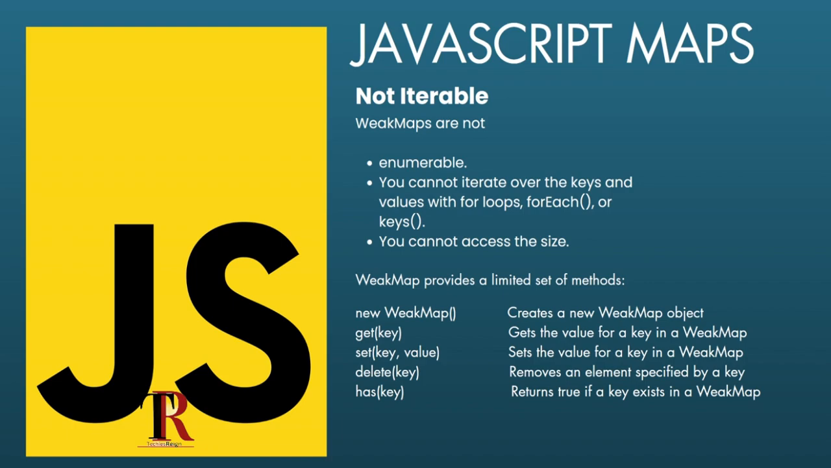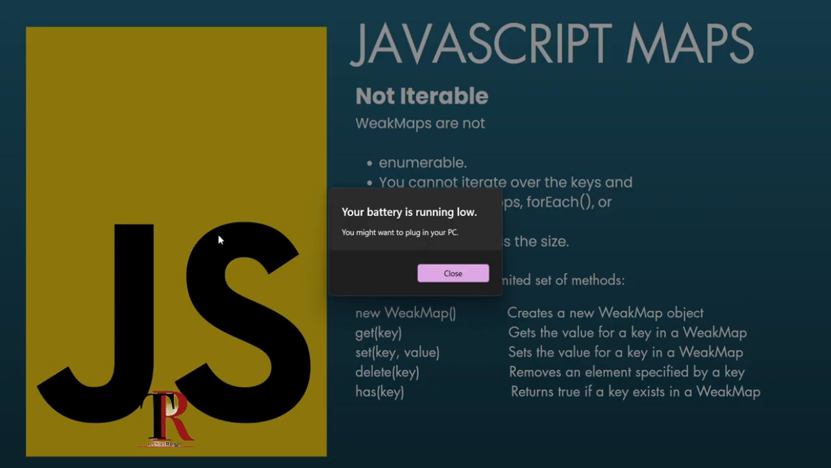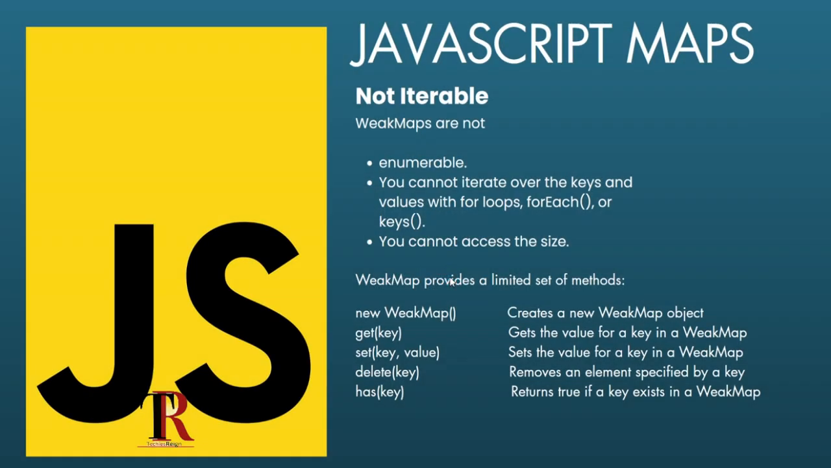Number two is the get(key) method, which gets the value for a key in a WeakMap. You don't iterate over the keys to get the value for each of them. Instead, it uses the get(key) method. Then another one is the set method, which sets the key and value. The set method sets the value for a key in a WeakMap.